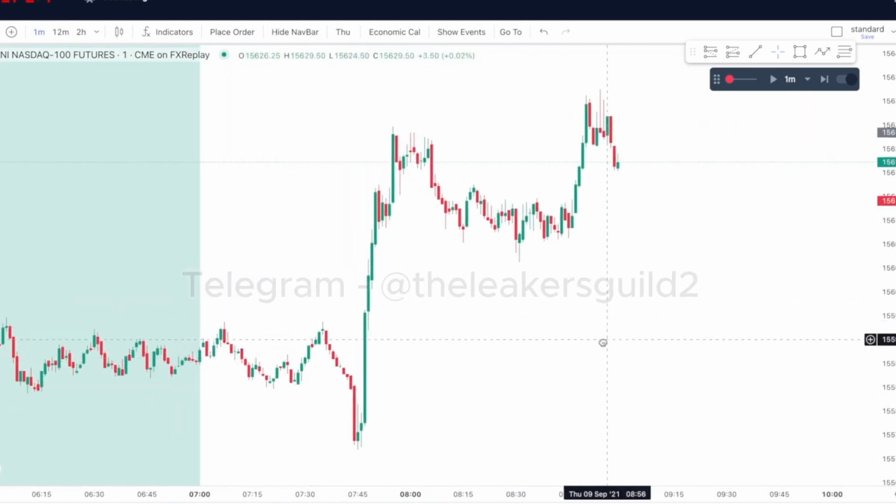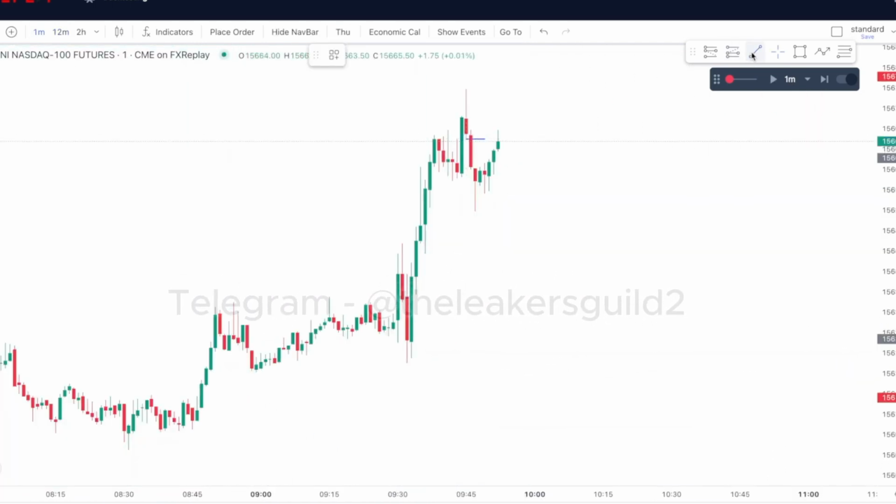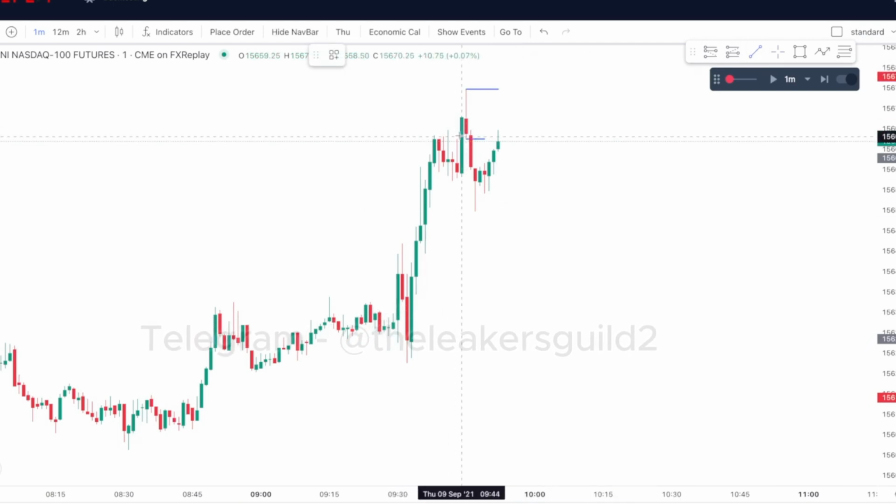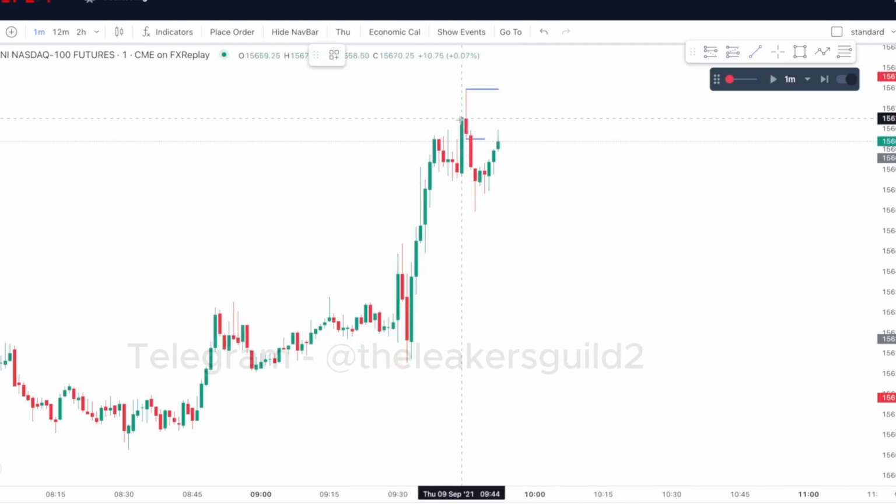I feel like I haven't touched on that enough. Right here, we have one pullback. Why? Because we have a high, a valid high established. Price comes up, it pulls back, it closes below the high point.